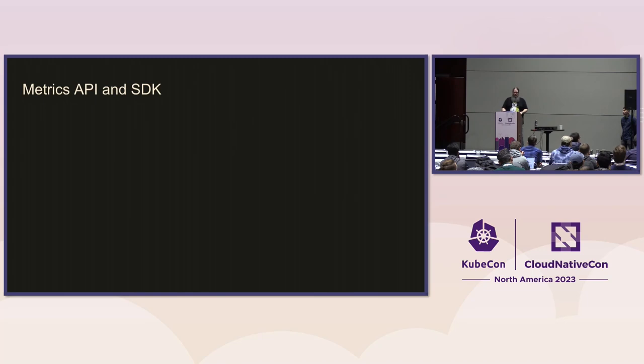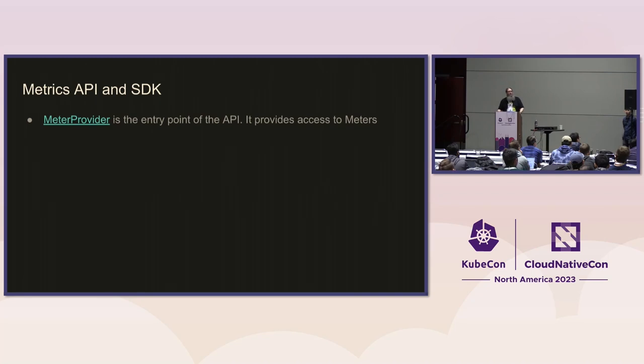The OpenTelemetry Metrics API and SDK are the ways that you interact with OpenTelemetry and record these observations and get them down that pipeline of those data models to your eventual data store. It starts at the top with a meter provider. This is the entry point to the API. Your application will probably have one of these. You may have more for some reasons, but typically you will have one.